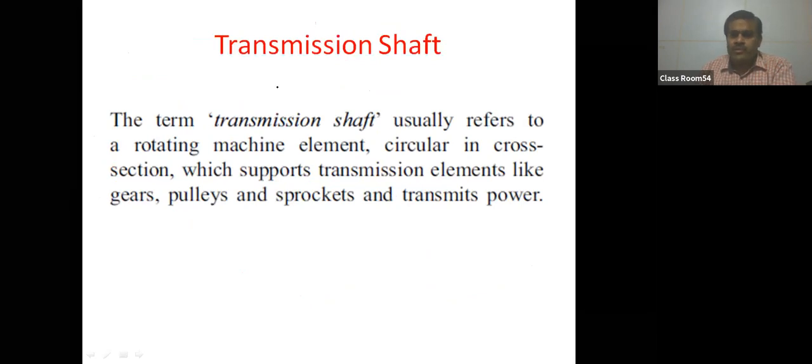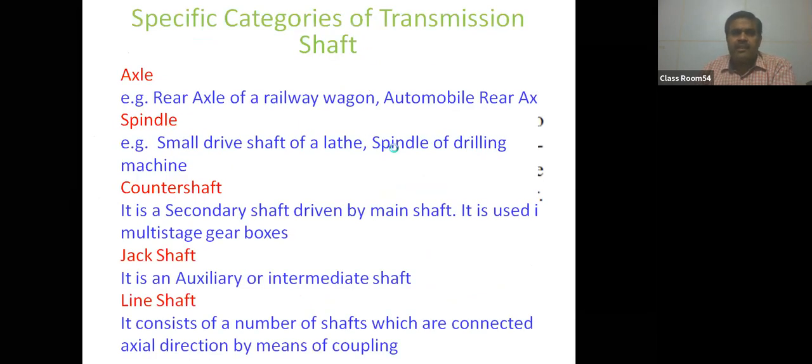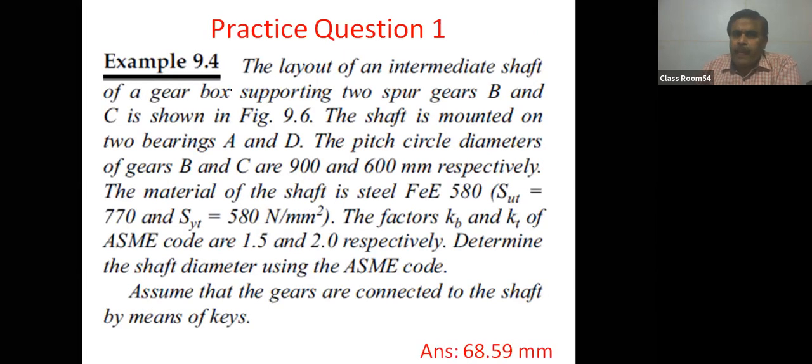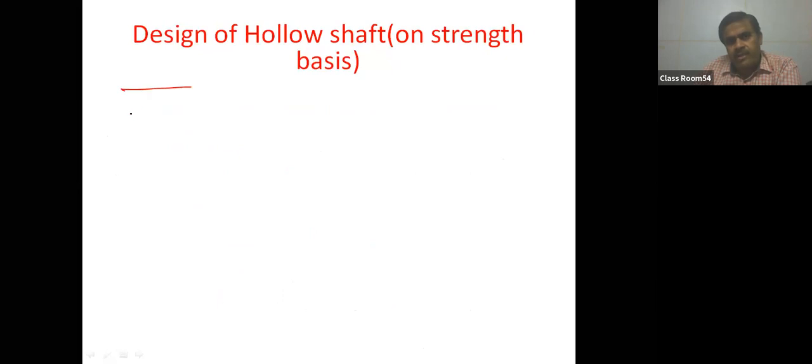For the design of the hollow shaft, directly coming to it, the ASME design we have already covered. In the case of the hollow shaft, we will again divide our study. Let the inner diameter of the hollow shaft be di and the outer diameter be do, and C is the ratio of di and do. The ratio of inner diameter and outer diameter is C.